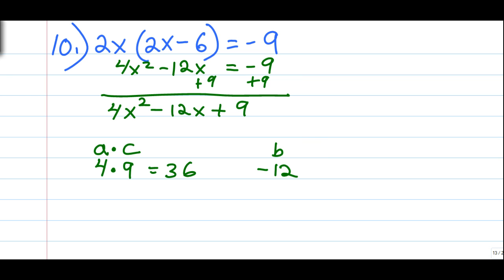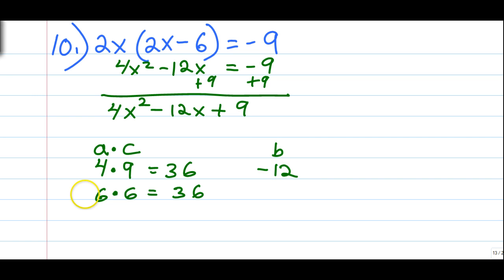From here, I want to work my way down, finding factors that when multiplied together create a 36. Well, if you know a little bit about your math, 36 can be created by multiplying 6 times 6. When summed, that's going to create a 12, but I need a negative 12.